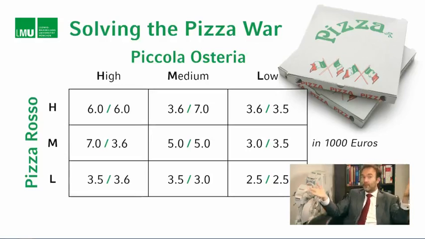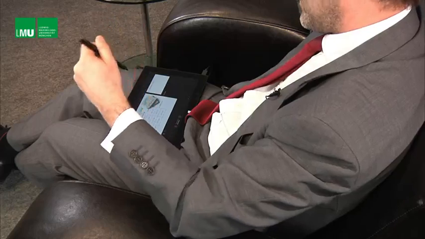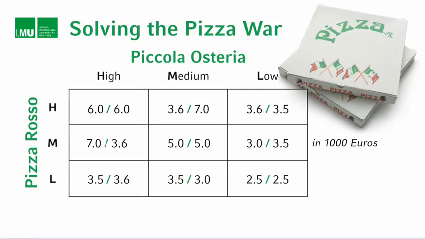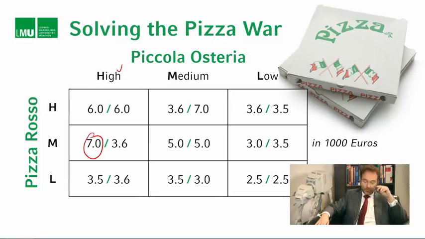and basically try to predict what's going to come out, what the prices are going to be, we can try to eliminate the dominated strategies in this case. Okay, so if we just have a look, we can eliminate the dominated strategies one by one. Okay, let's go back and see how we can do that. So if Piccolo Osteria would charge a high price, okay, we're here. Pizza Rosso can choose a high price and get 6, a medium price get 7, and a low price and get 3.5. So the best strategy here would be a medium price.